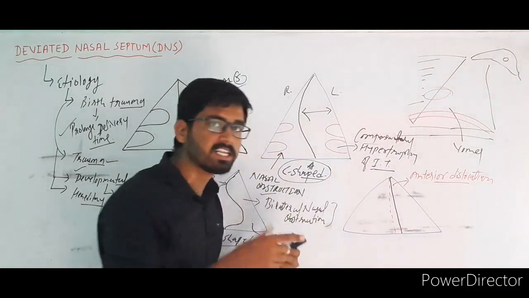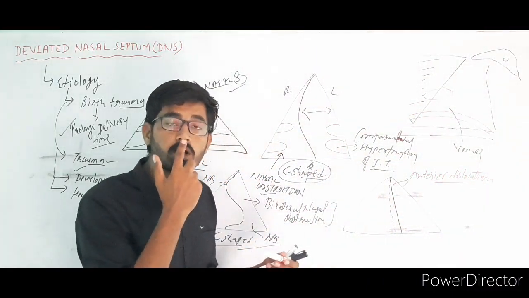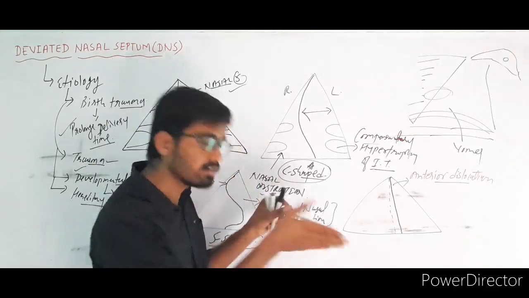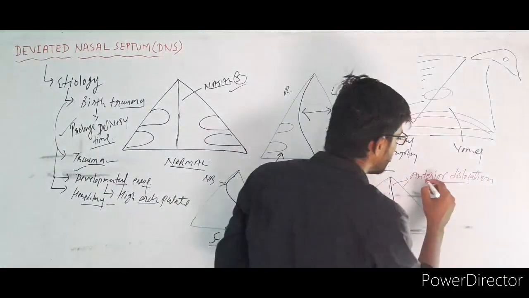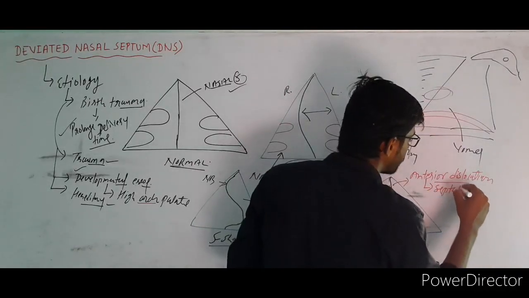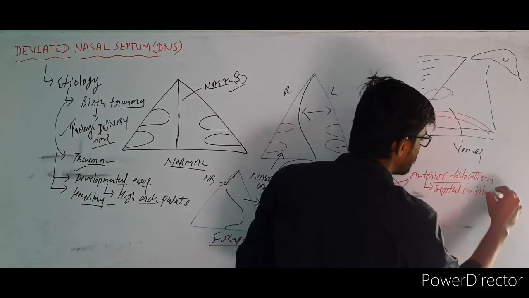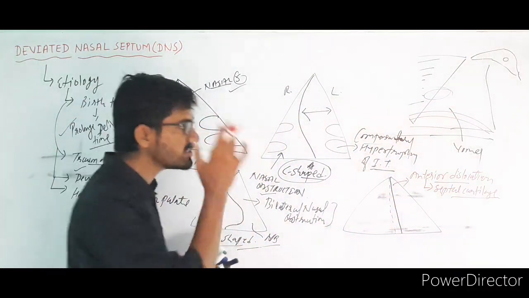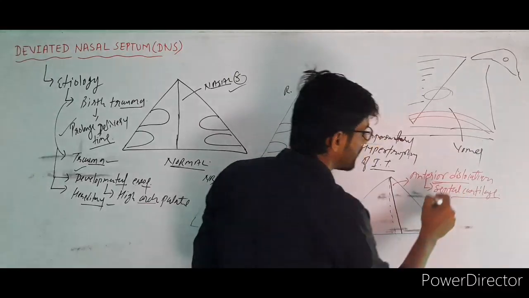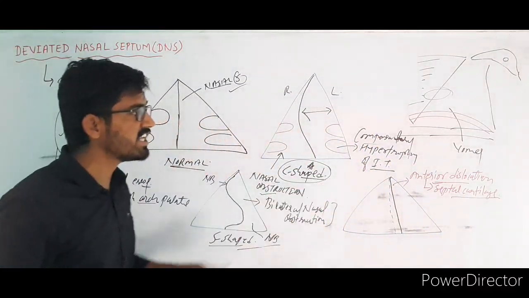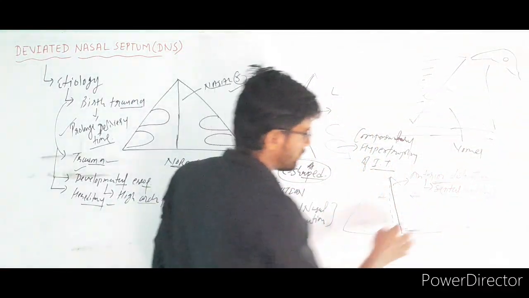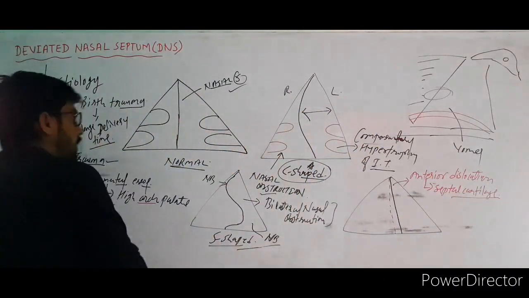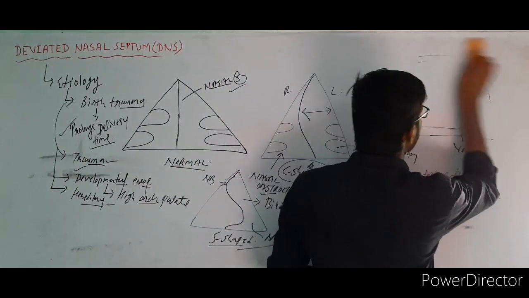In this, what is happening? Anterior. What do we have here in the nasal septum? Septal cartilage. If the septal cartilage gets dislocated, that is called the anterior dislocation. So the cartilage part of the nasal septum will dislocate. This is the anterior dislocation.